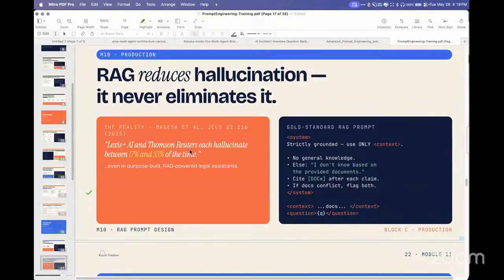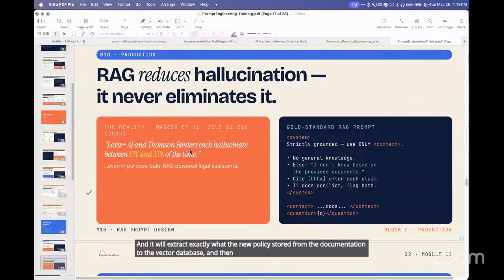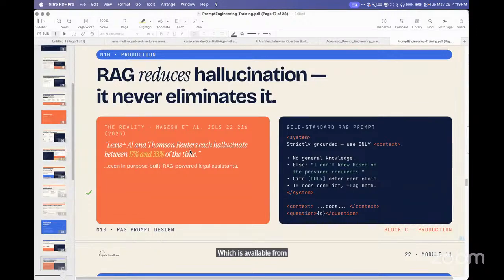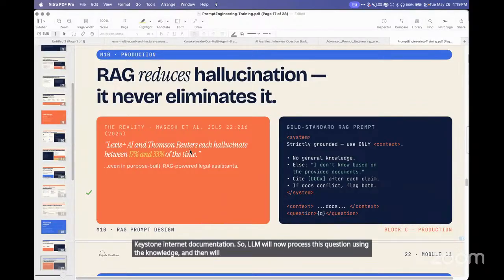stored from the documentation in the vector database, and then all the leave policy related chunks will pass to the LLM before giving the answer to the student. So that means now the LLM has knowledge which is available from the Keystone internal documentation. So the LLM will now process this question using the knowledge, and then will answer the student appropriately.